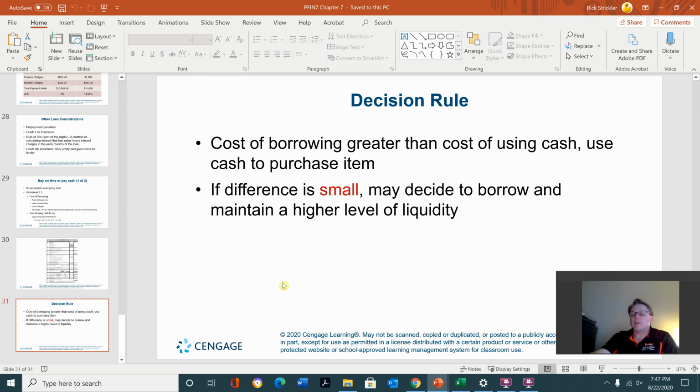Now, there's many other things to consider. Can you use the cash for something else to make more money? Can you use the interest on the loan as a tax deduction? Is it an expense? If you're buying a rental property, then the interest is an expense, so you can deduct it off your taxes. It's reducing your income from the rental property. Okay, so it all depends on what you're doing.